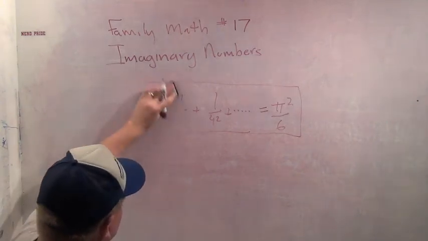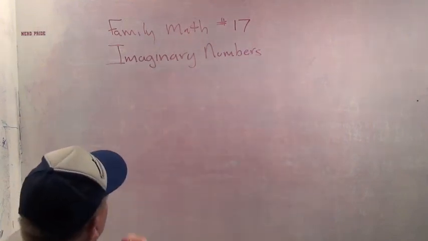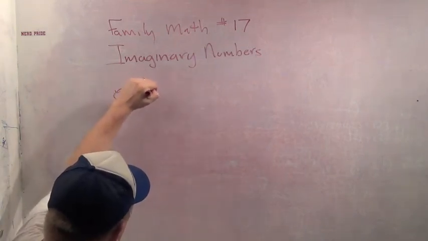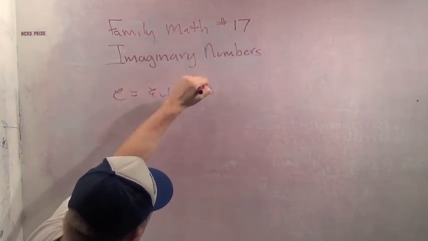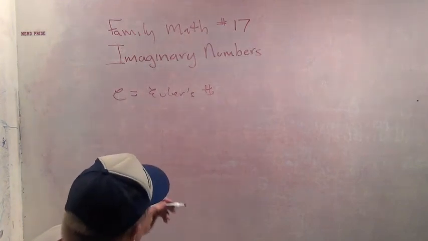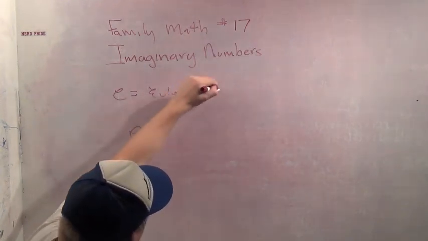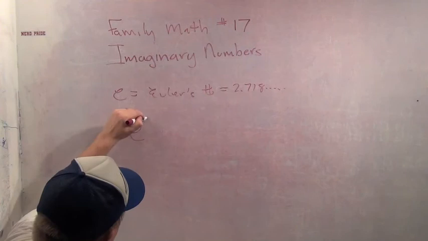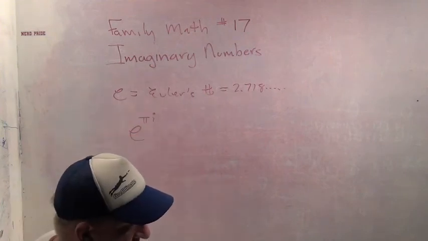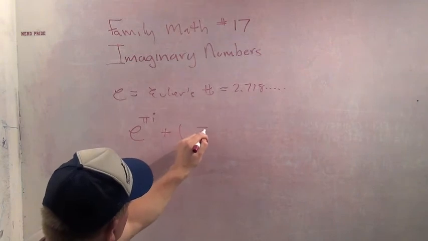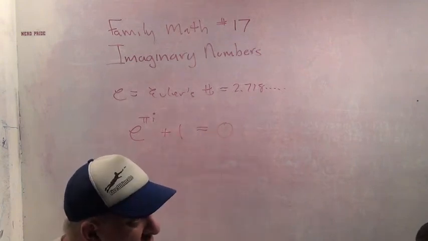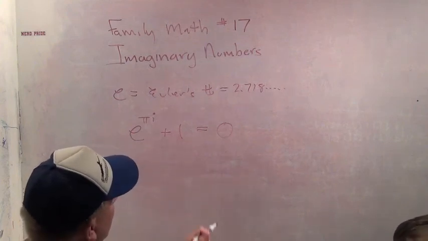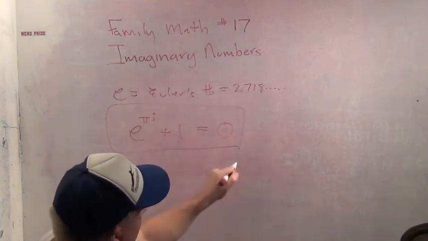And the last thing I'm going to show you is there's a very special number other than pi, and it's called e. e is Euler's number. Euler's number is about 2.718, dot, dot, dot. We have this amazing equation that says e to the pi i plus 1 equals 0. Whoa. e to the pi i is -1. I'm going to write it like this: e to the pi i plus 1 equals 0.